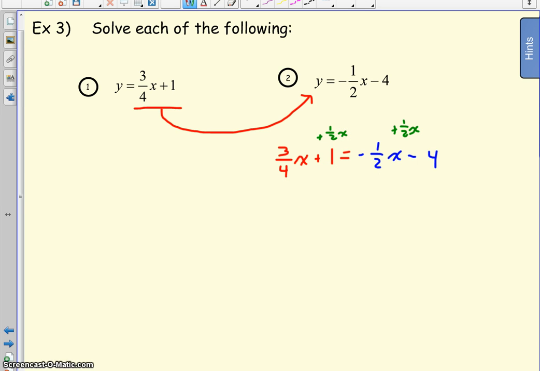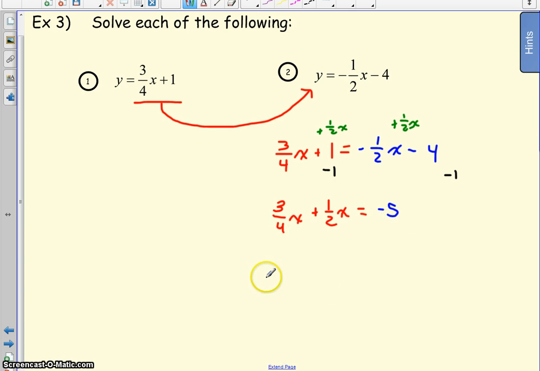And I'm also going to move the 1 here over there side by subtracting. I'm going to do both of those in one step just to save some space. So that's going to give me 3 over 4x plus 1 over 2x. And here I'm going to have negative 4 minus 1, which is negative 5.